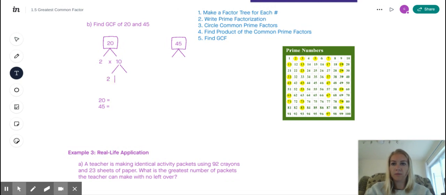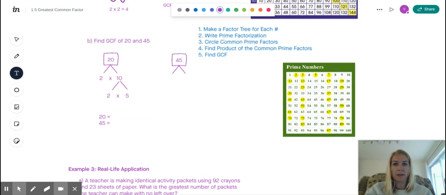Okay, I know 2 times 5 is 10. 10 is even, so that's why I went with 2 right away, smallest prime number. So 2, we can't break that apart, and 5 is a prime number, so we're not going to break that apart. So 20 is all done. Now let's do the same thing for 45, breaking it apart into our factor tree.